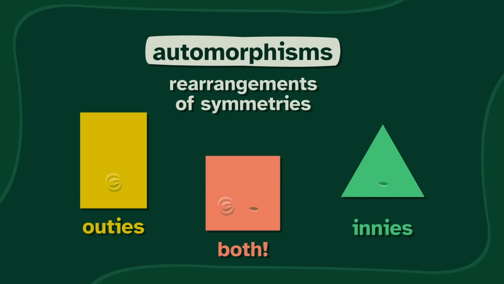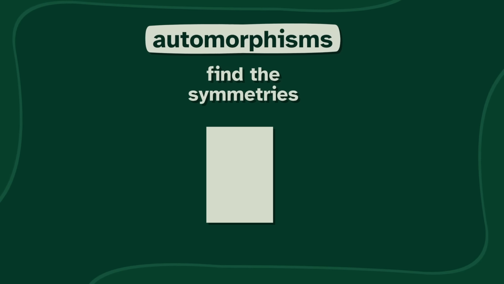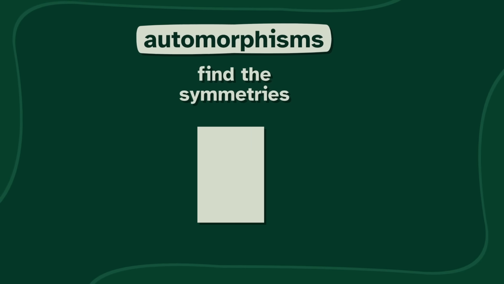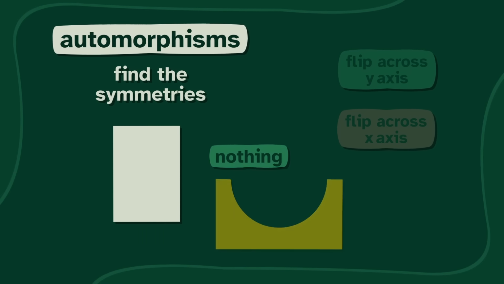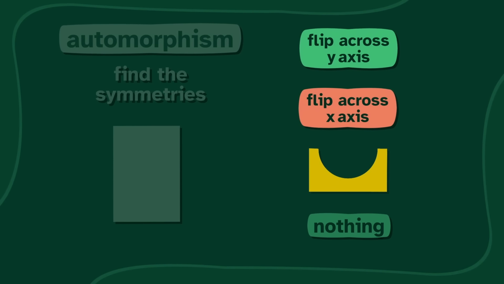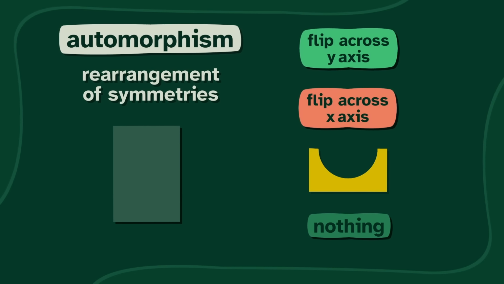So let's begin with the rectangle. If we want rearrangements of symmetries, then we should find the symmetries. We can flip across the y-axis, we can flip across the x-axis, we can shred a half pipe, dude, and we can do nothing. These are the symmetries. An automorphism is a rearrangement of the symmetries.